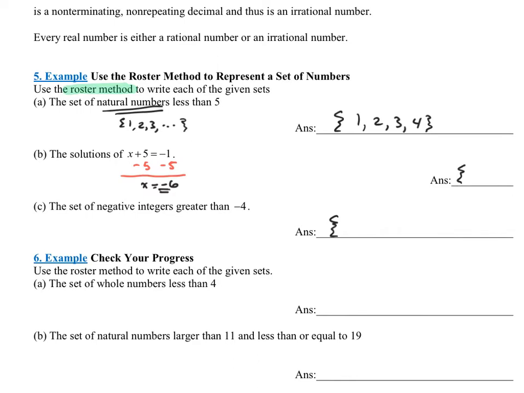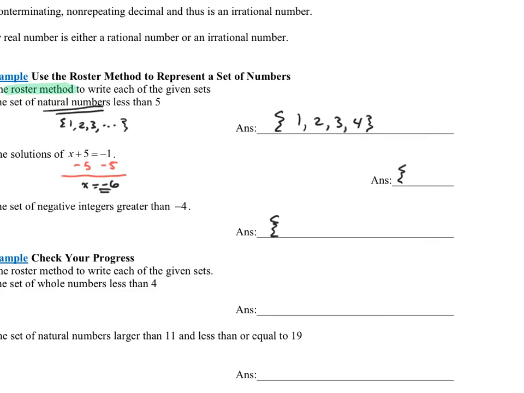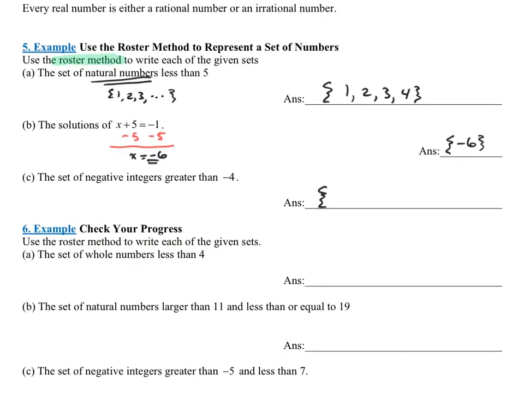Why is that not the answer? Because we need to write our answer in roster method. So our answer must be written as braces -6 with a closing brace. If you wrote x equals -6, which is the solution to the equation, it is not the solution to the problem. Your answer must be written in roster method. If you don't write it in the proper form, then you will not receive credit.